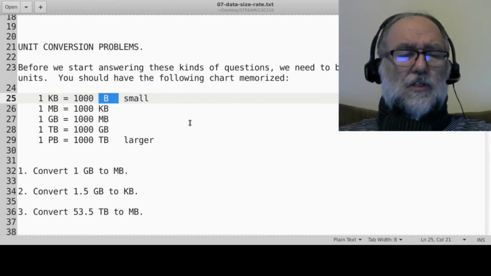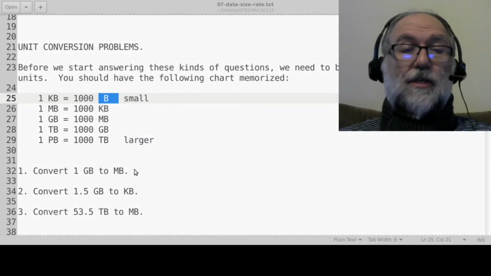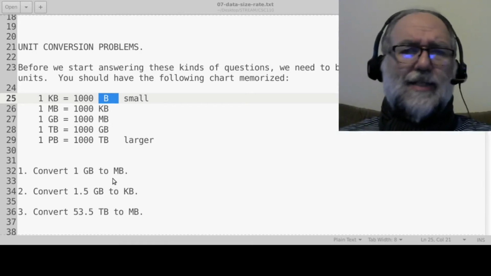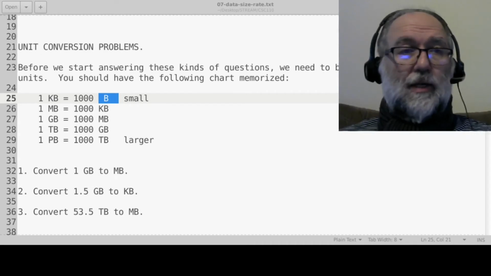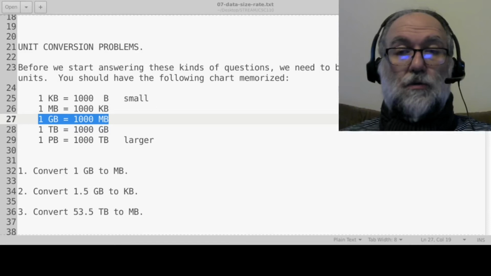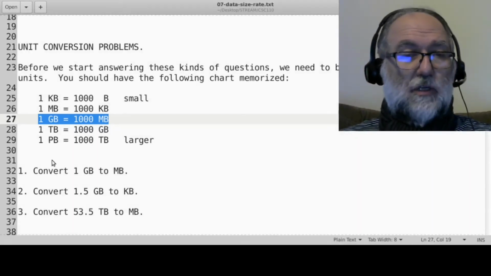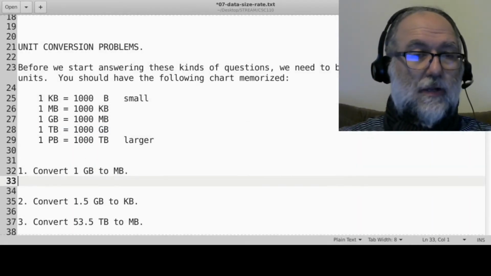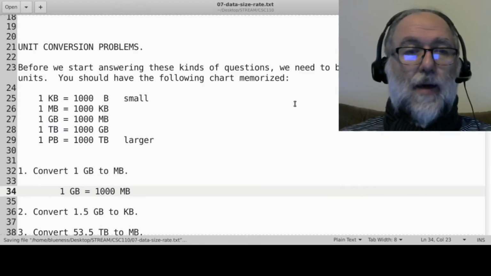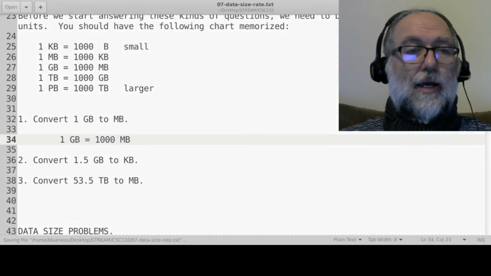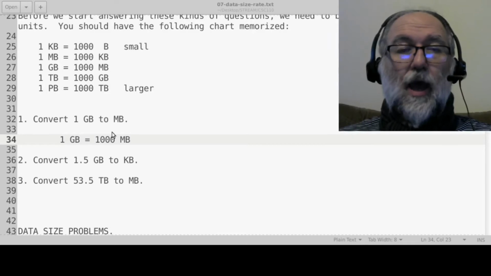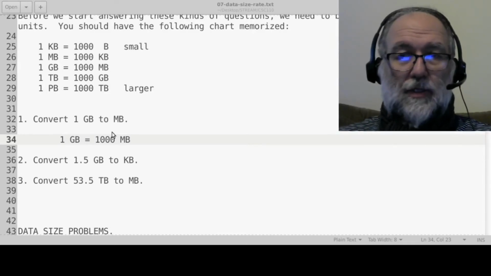So here's our first problem. Really simple. Just convert 1 gigabyte to megabytes. That's easy. Why? Because you just look it up in the table. There it is. So 1 gigabyte is equal to 1,000 megabytes. So that's the answer to the first question. Let's just put that in there. A gigabyte is 1,000 megabytes, and that answers the question. I made that one trivial. I just wanted to show you how the table works.